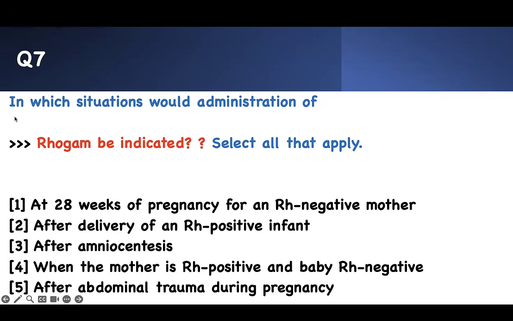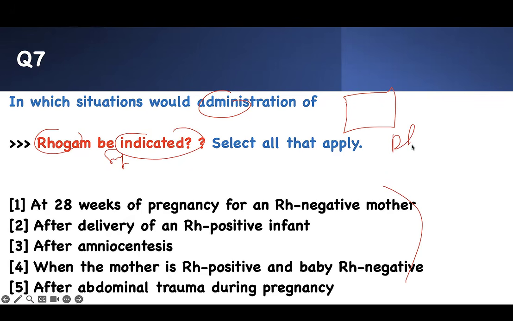If you're confused, don't worry. Ignore the answers. Go to your content. Take your content. It said administration, Rhogam, indication. What is the problem? It happens when mommy is what? RH negative. And she gave birth to what? RH positive. Right? So that's the key information. If you don't know anything at all, mommy is RH negative and the baby is RH positive. That means the mommy will be what? Sensitized with that problem. Therefore, we've got to protect the mommy.